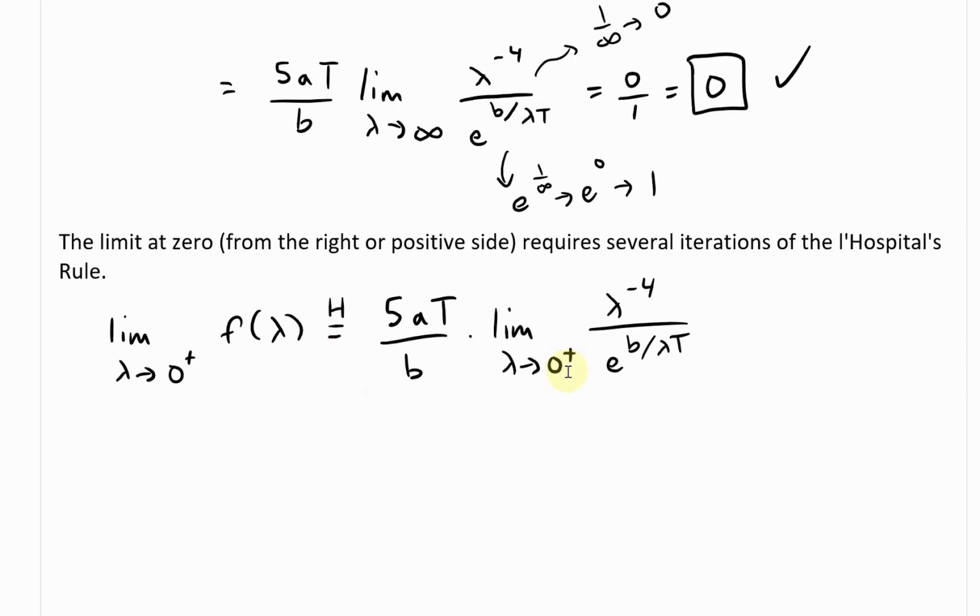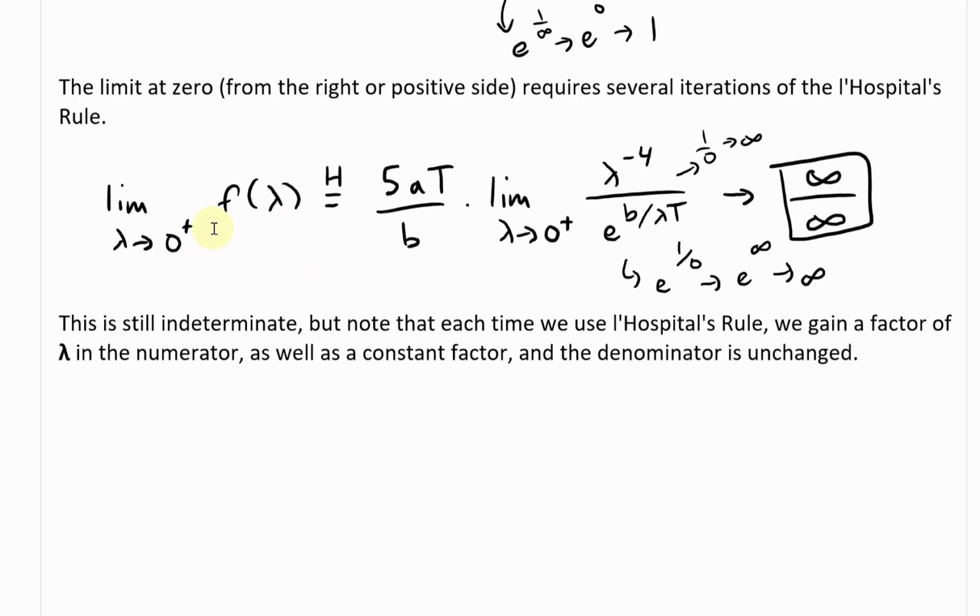Now when you plug in 0, what we get on the top is a 1 over 0 that goes to infinity. The bottom is going to be e to the 1 over 0, which is e to the infinity. So 1 over 0 goes to infinity. In other words, this equals infinity over infinity, which is not good news. So this is still indeterminate, but note that each time we use L'Hopital's rule, we gain a factor of lambda in the numerator, as well as a constant factor, and the denominator is unchanged.